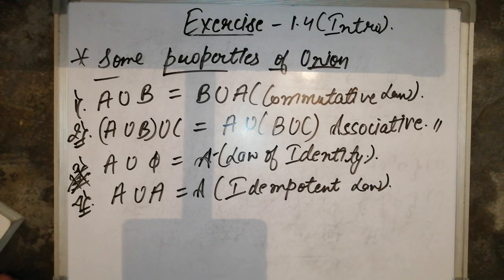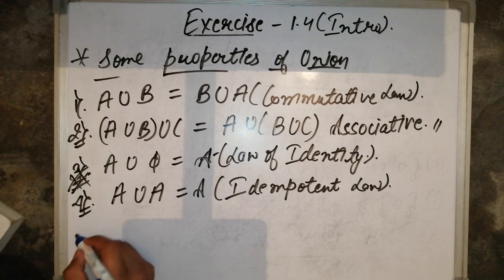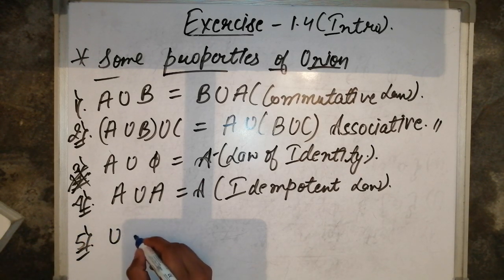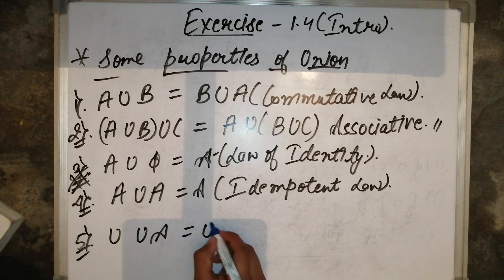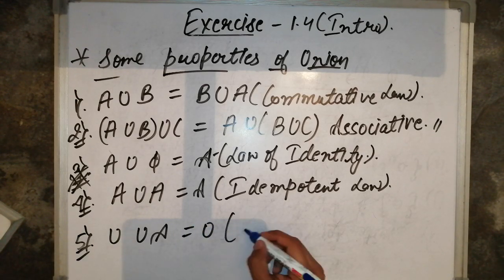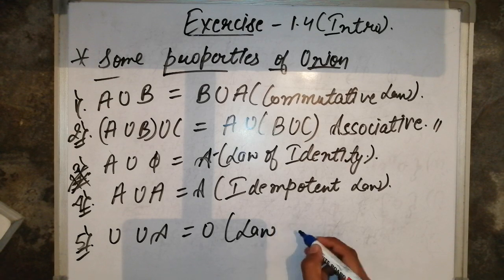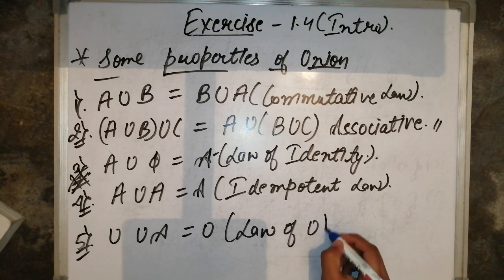Many questions are asked from this law in any exam. Now let's talk about the fifth and the last law. We have U union A gives U. It is known as law of U. So pause and note it down.